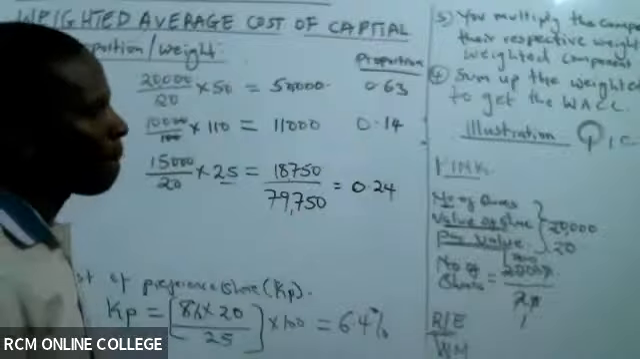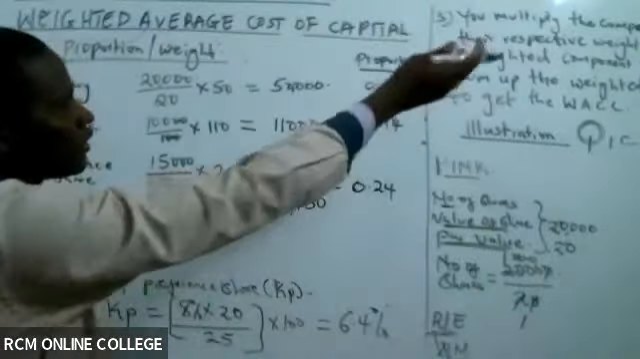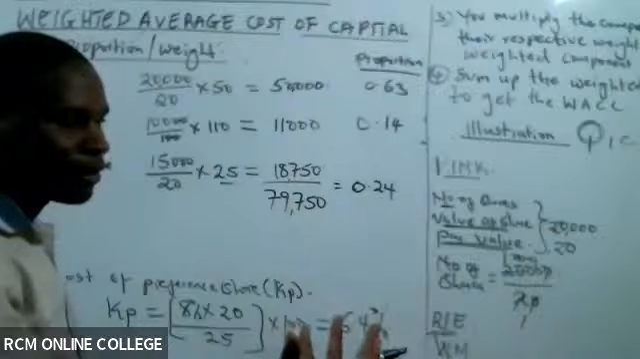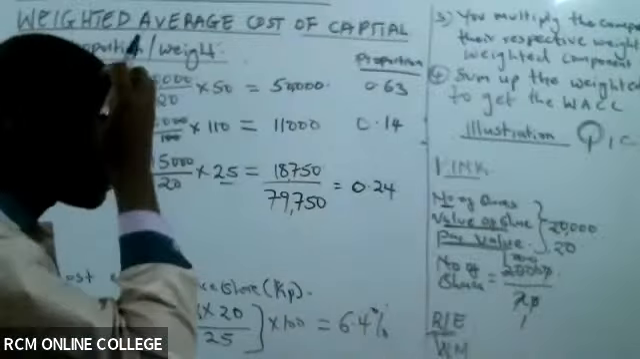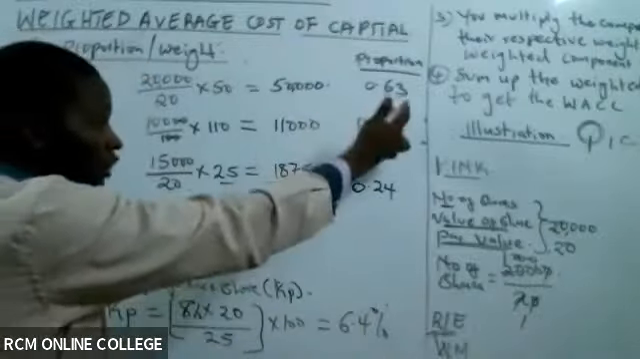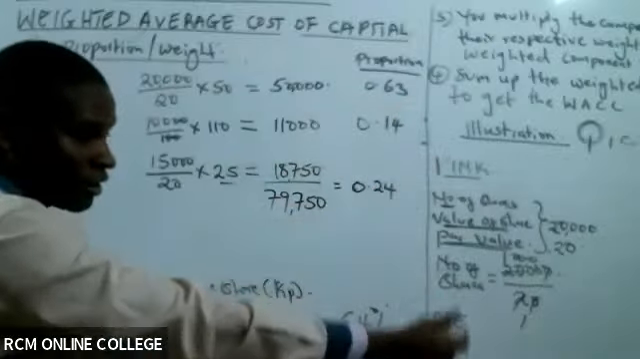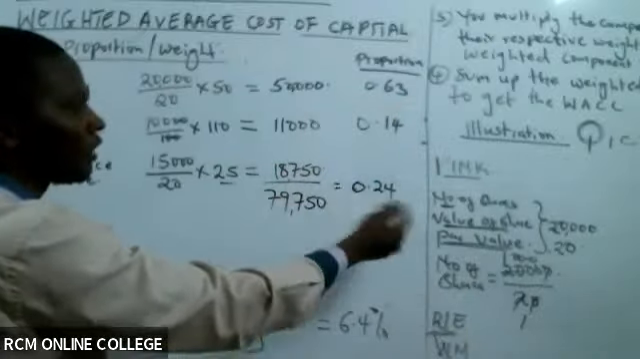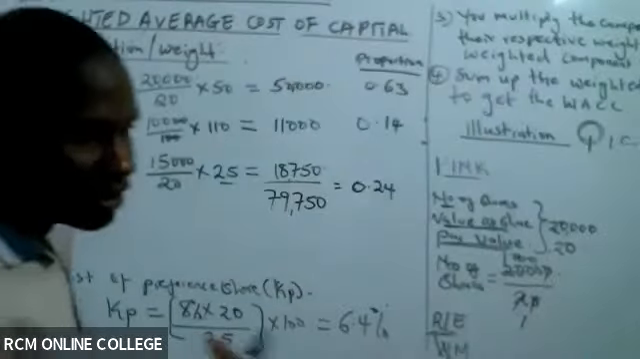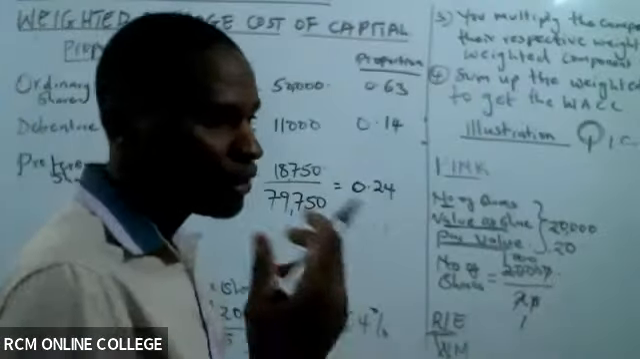So 63% in the ordinary share of our business structure, 14% in the debenture, and then 24%. Have you understood how we are getting the proportion?